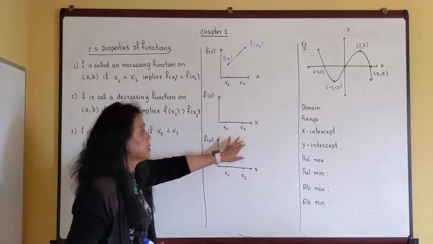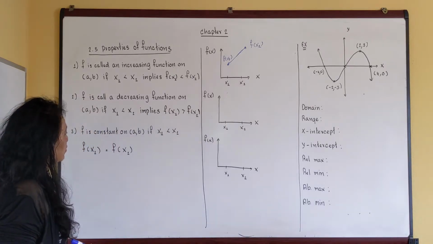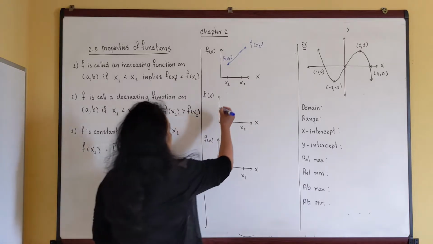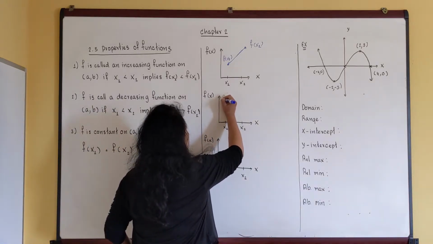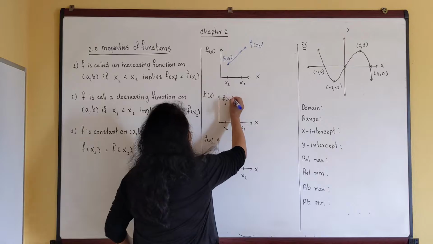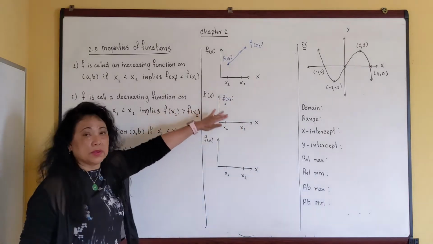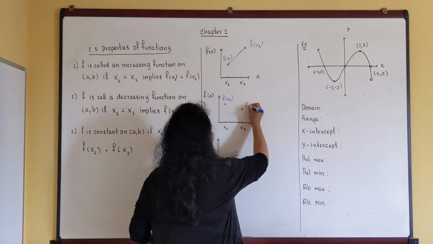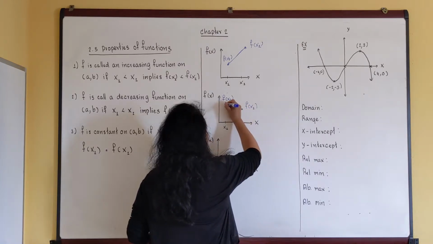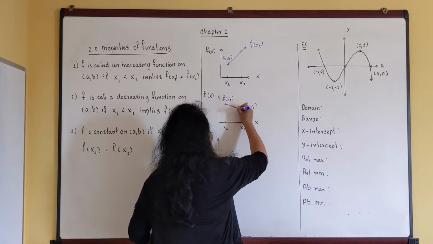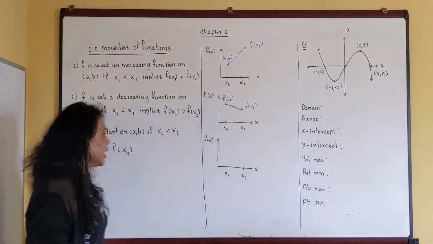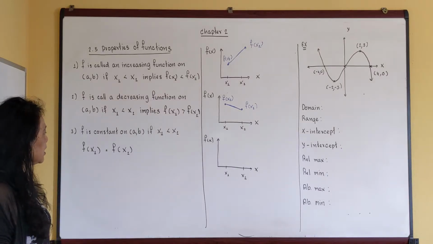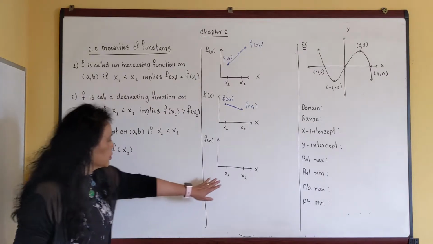Next one, f is called a decreasing function on an interval AB if x1 less than x2, my x1 is less than x2, and f of x1 has to be greater than f of x2. Let's say my f of x1 is over here. So my f of x2 has to be below that, lower. So it's somewhere here. So it's decreasing.